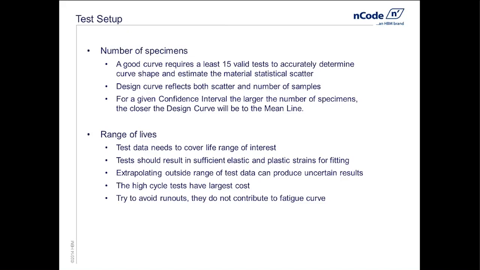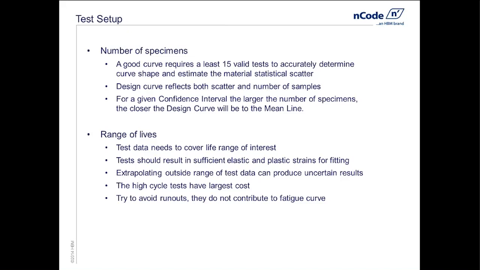The last couple things to mention: the test data from the high cycle tests cost the most. Those are the ones that run the longest. They're going to have the greatest cost. And so one way of controlling cost on a material test is to identify the high cycle regime that we're interested in, but not go much beyond that if we don't have to.